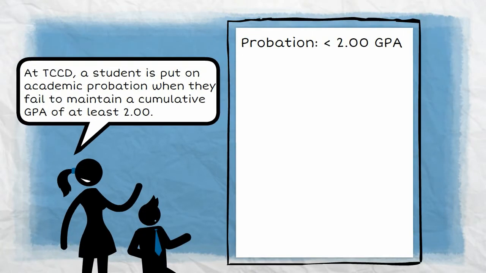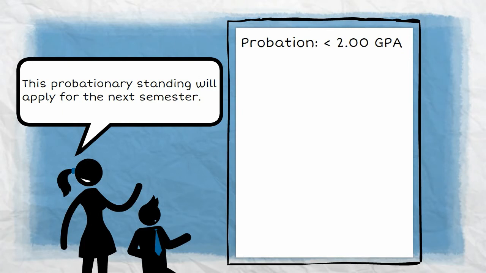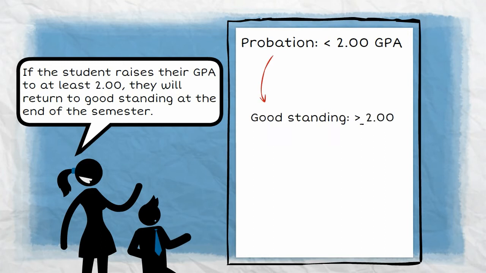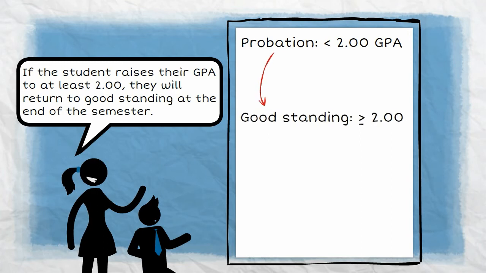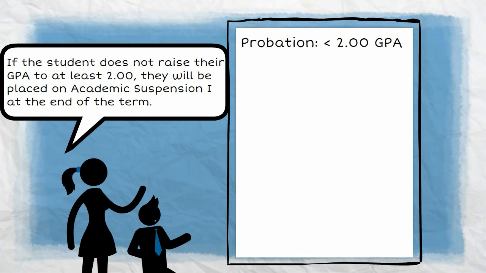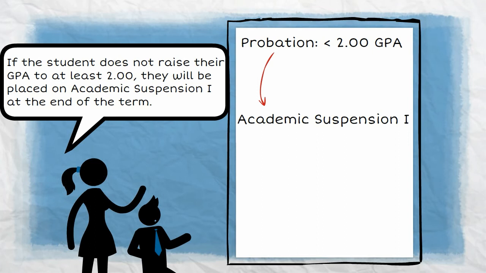At TCCD, a student is put on academic probation when they fail to maintain a cumulative GPA of at least 2.0. This probationary standing will apply for the next semester. If the student raises their GPA to at least 2.0, they will return to good standing at the end of the semester. If the student does not raise their GPA to at least 2.0, they will be placed on Academic Suspension 1 at the end of the term.